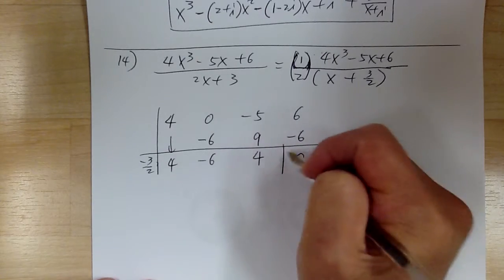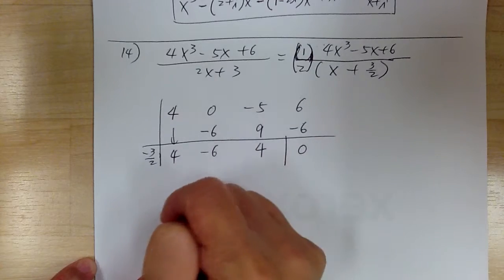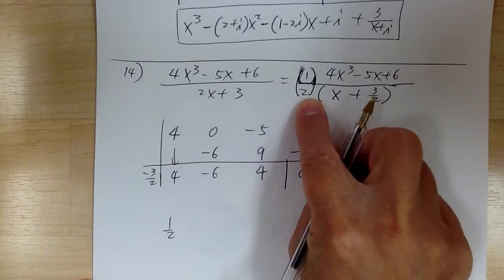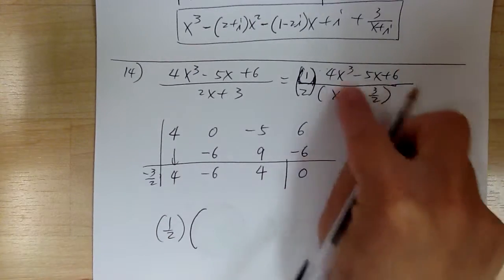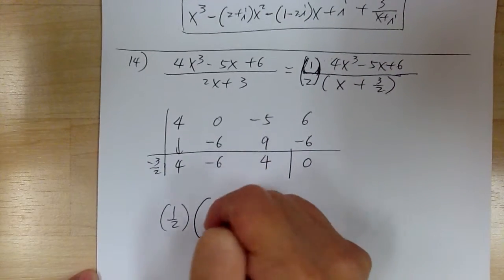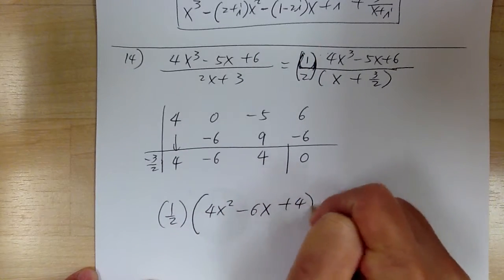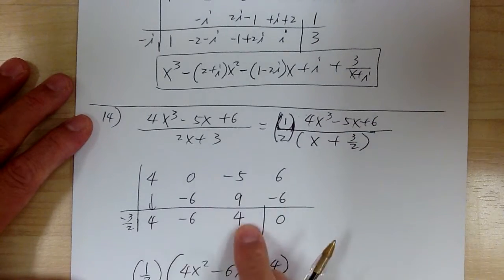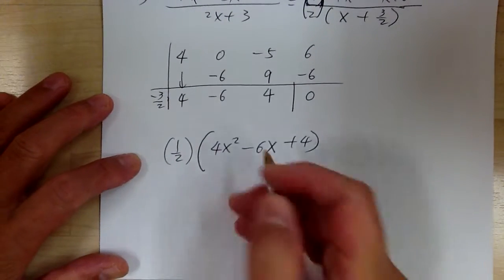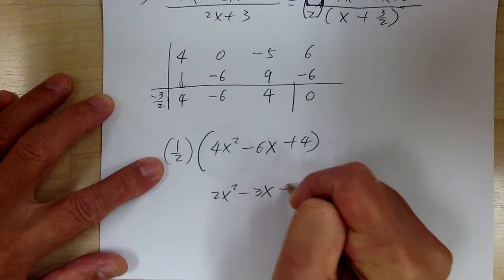So this is the remainder. So this divides exactly. So this is going to become equal to 1/2, right? 1/2 from here, right? So you're going to get 1/2 times 4x squared minus 6x plus 4. Okay. So again, this divided by this is this over here, but there's 1/2 in front. So after you've done that, multiply back in, so distribute, so you get 2x squared minus 3x plus 2.